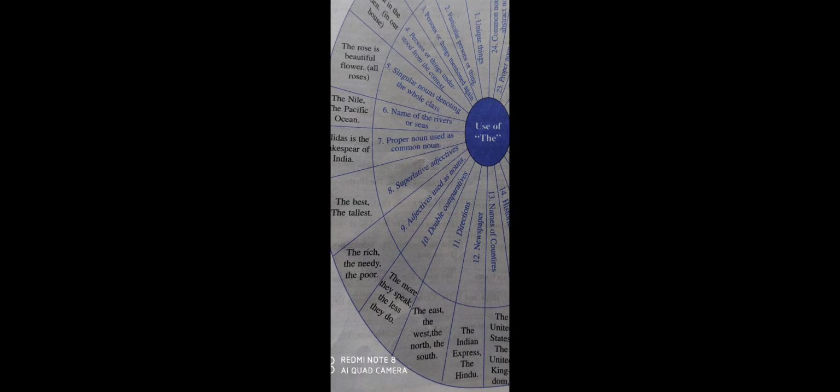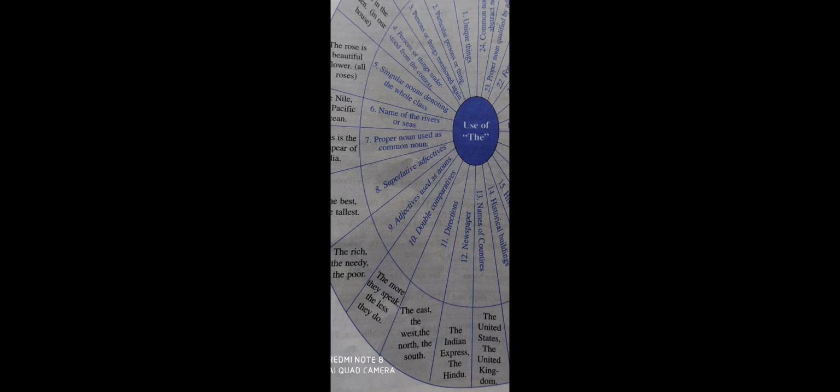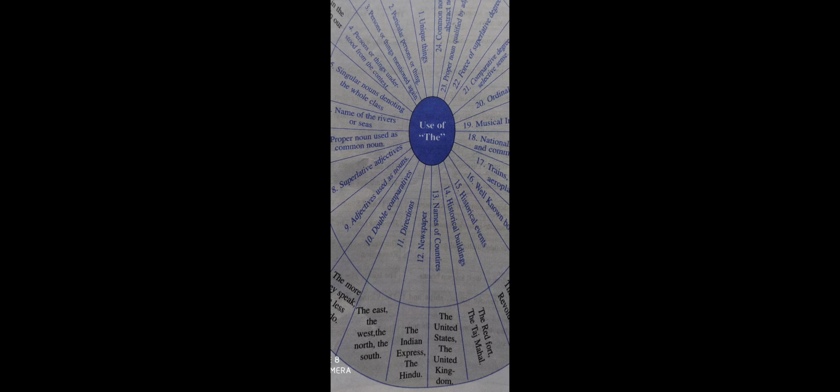In the same way, it is also used for double comparatives, when we make a comparison between two things. For example, the more they speak, the less they do. There is a comparison between more and less. In the same way, it is used for directions. It is known to you that there are 4 directions: east, west, north. NEWS also stands for that. N for north, E for east, W for west. That is the east, the west, the north, the south.